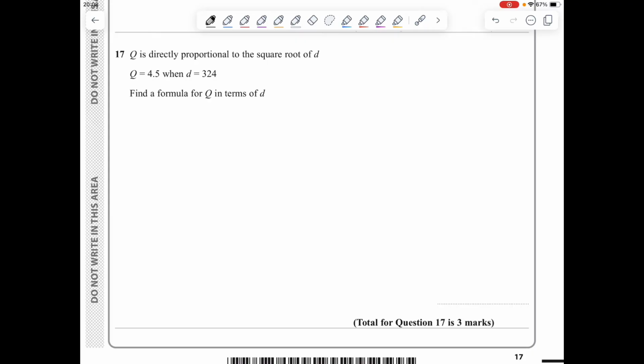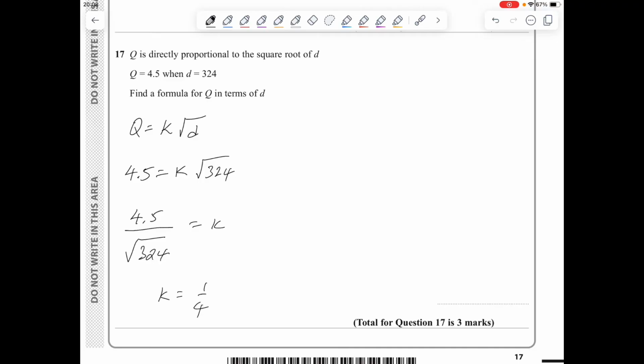For question 17, I have Q equals the constant of proportionality times the square root of D. I'm going to substitute the pair of values I have in. 4.5 is equal to K times the square root of 324. So 4.5 over the square root of 324 is equal to K. Put that on the calculator. K comes out to be a quarter. So Q is equal to 1 over 4 square root of D.